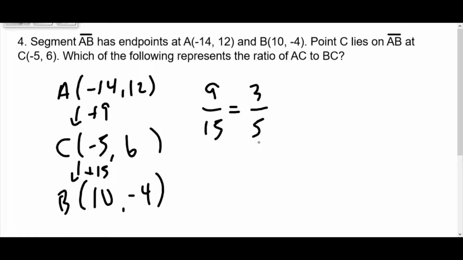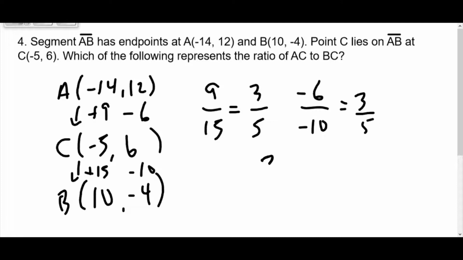Here we go from 12 to 6, which is down 6, and from 6 to -4, we're going down another 10. So from A to C, the y value goes from 12 to 6, a change of -6, and from C to B, a change of -10. That looks like a 3 to 5. So the ratio of AC to BC is 3 to 5.